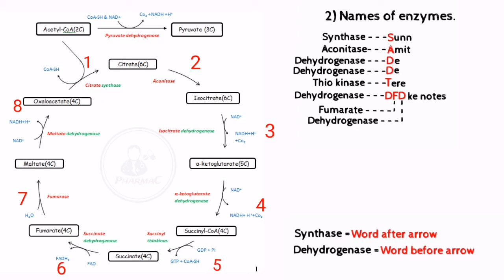Similarly with the dehydrogenase enzymes, for example, at the third position we have dehydrogenase, and the rule is we have to take the word which is before the arrow, that is isocitrate. So along with dehydrogenase we will use isocitrate to complete the enzyme isocitrate dehydrogenase.